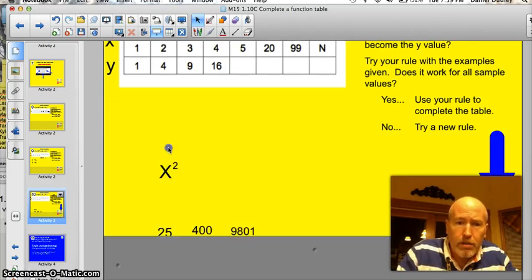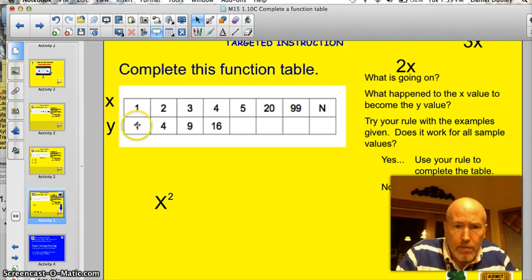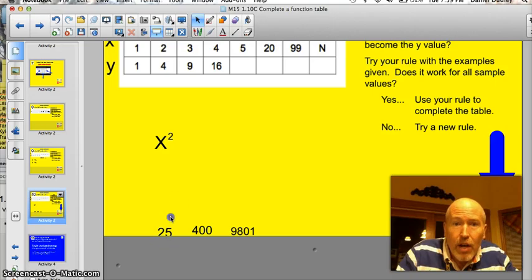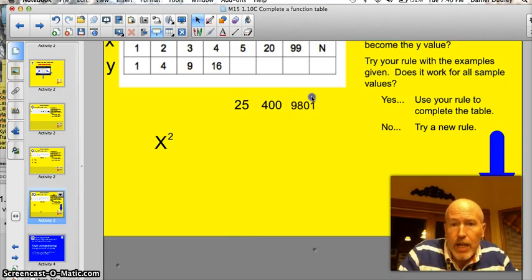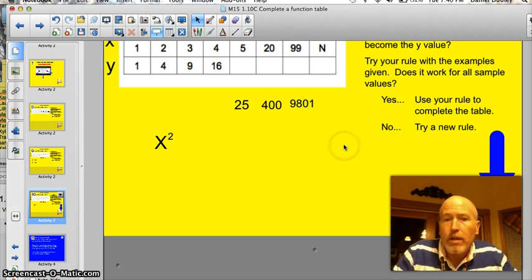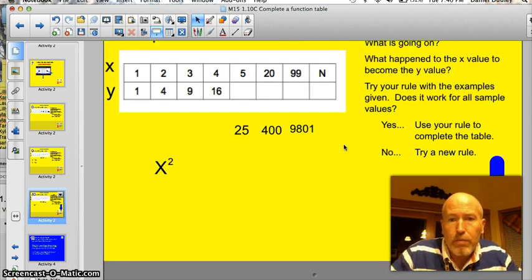X squared. Let's try that one. 1 times 1 is 1. 2 times 2 is 4. 3 times 3 is 9. 4 times 4 is 16. And if you go on down, 5 times 5 will be 25. 20 times 20 would be 400. And 99 times 99 is 9,801. And you've completed your function table.